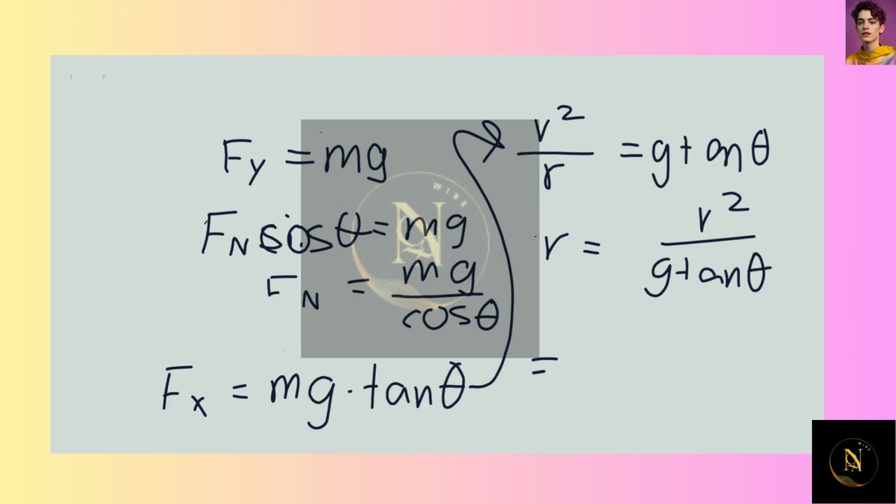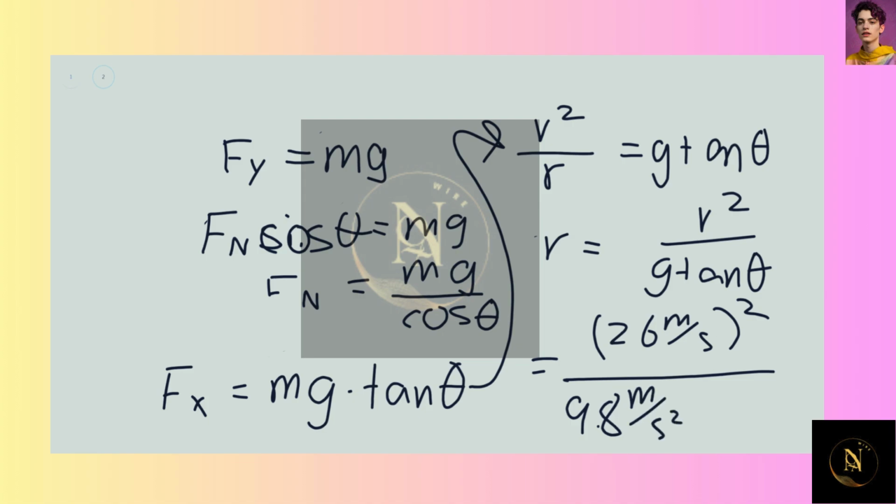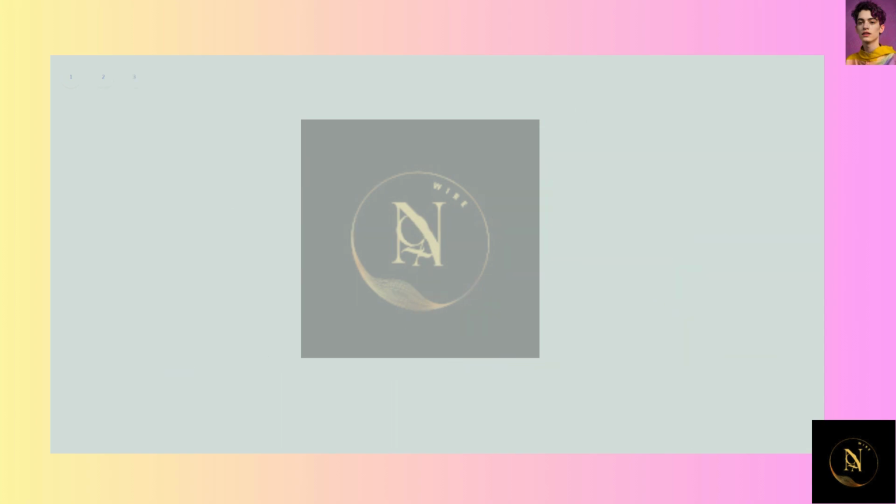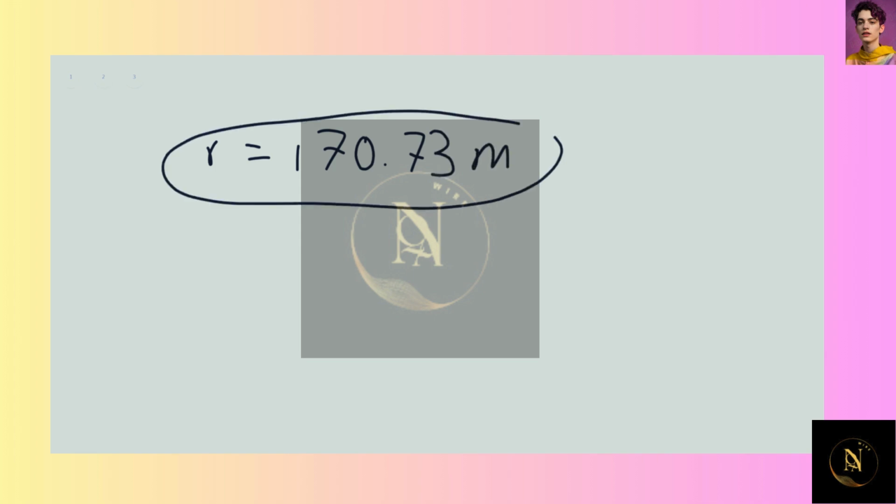And now all that's left to do is plug in the quantities that we're given. We're told that the woman is traveling at 26 meters per second. We're going to square that quantity, divided by the acceleration of gravity, meters per second squared, and then that multiplied by the tangent of our angle, 22 degrees. And when we solve for that, we get that r is equal to 170.73 meters, which is the final answer to our problem.